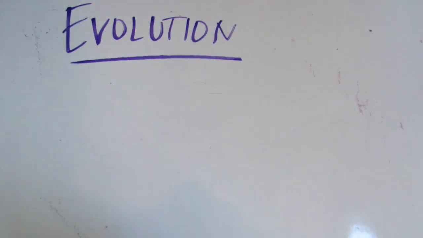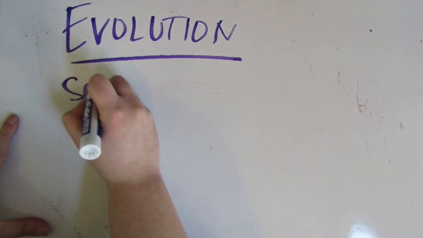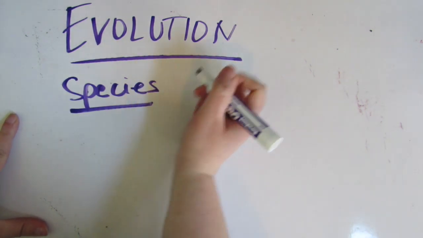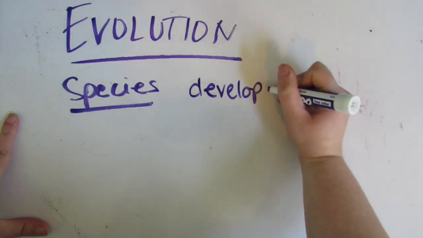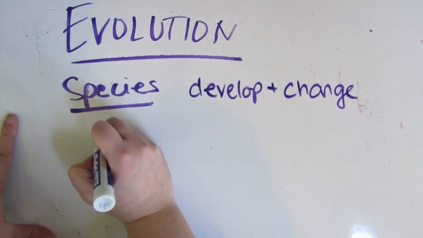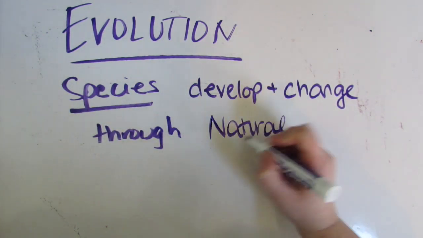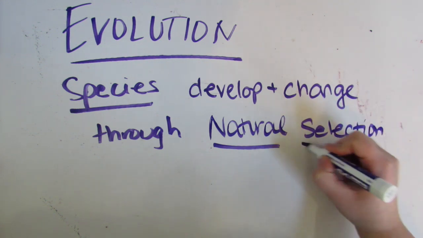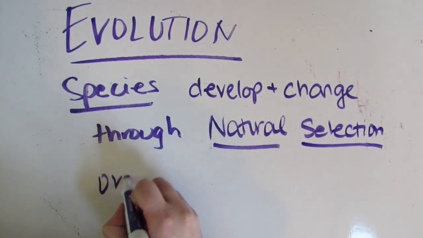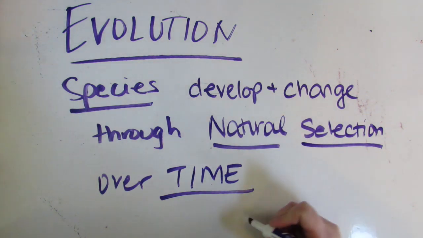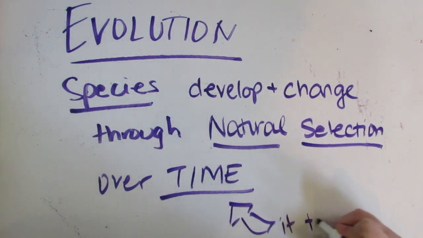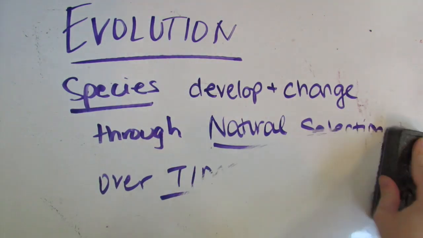So now that we know what a species is and we know what natural selection is, we can look at evolution, which is change over time. So species develop and change over time through natural selection, and we call that evolution. So evolution is basically natural selection over a long period of time. It takes a long time for evolution to happen.